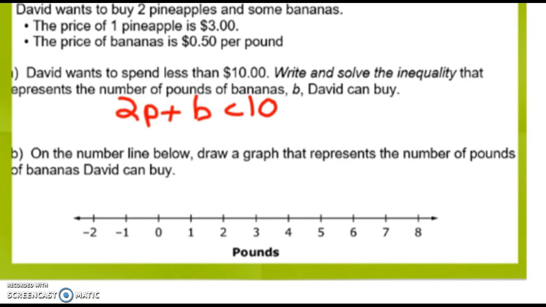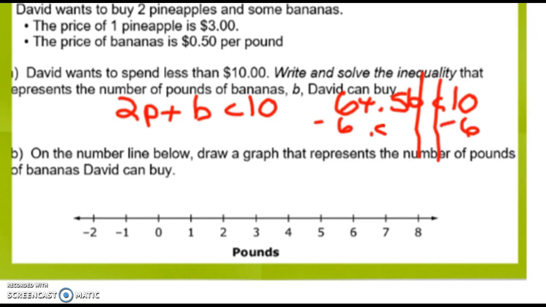Okay. So if he wants to buy 2 pineapples, we know that that's $6. And then we know that each banana is 50 cents. So I'm going to say 0.5 banana. Then is less than 10. To solve it, subtract 6 from both sides. You're left with 0.5b is less than $4. Less than, okay. And then you need to divide by 0.5 on each side.